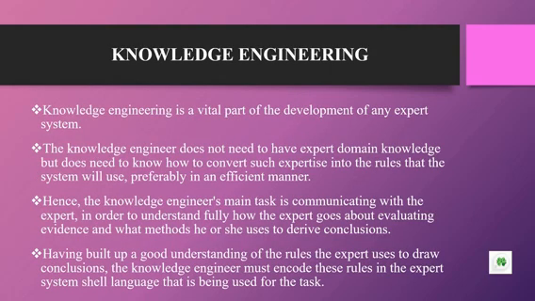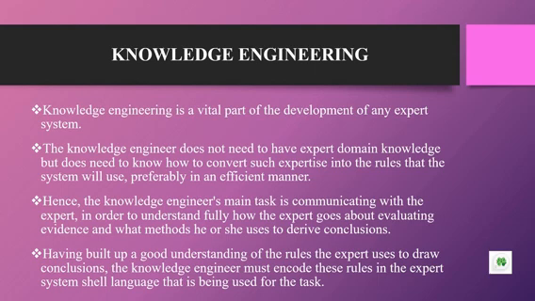And the third one is knowledge engineering. Knowledge engineering is a vital part of the development of any expert system. It is the backbone of the expert system. Knowledge engineering does not need expert domain knowledge, but does need to know how to convert such expertise into the rules that the system will use, preferably in an efficient manner. In an efficient manner, the system will use the rules and convert the expertise. This is how knowledge engineering is used.